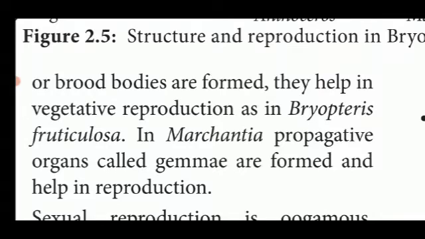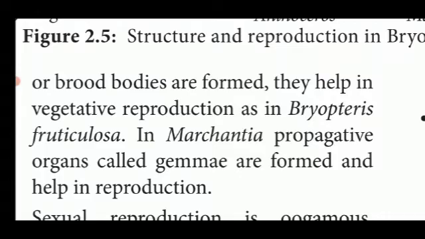Vegetative reproduction means vegetative parts such as fruit, stem, or thallus are used for the production of new plants. An example for brood bodies helping in vegetative reproduction is Bryopteris fruticulosa.